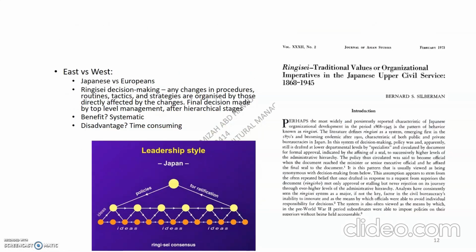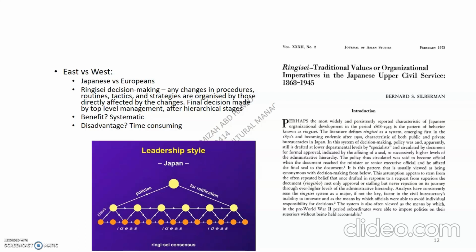Now that is within the region, differences in Western countries. The practices of Eastern and Western countries are also visible. For instance, Japanese management and other European management can be highly different. Japanese managers practice ringi decision making. This is when any changes in procedures, including routines, tactics, and also strategies, are organized by those directly affected by the changes.